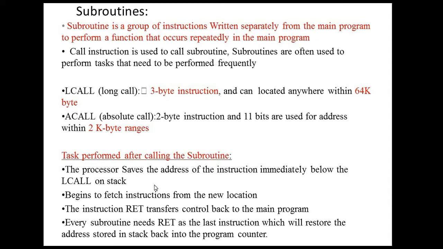Using LCALL we can call a subroutine which is present anywhere within the 64 kilobytes of memory. In case of ACALL, it is just a 2-byte instruction and the subroutine can be called only within a 2 kilobyte range. So when a subroutine is called, a few changes occur.